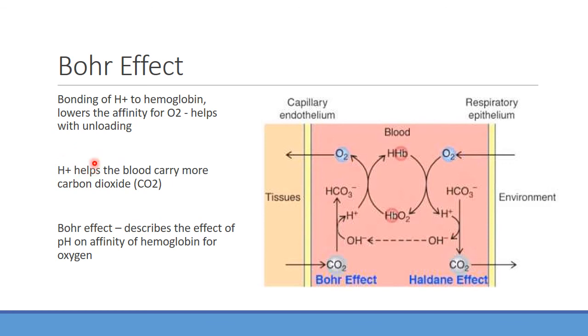The hydrogen ions are also going to help the blood carry more carbon dioxide. So in acidotic situations like the tissues, which are now generating excess acids, CO2 can be more likely to be picked up by the hemoglobin and transported over to the lungs where it can be expired. Basically, the Bohr effect describes the pH effect on the affinity of hemoglobin for oxygen, but CO2 is still going to play an important role depending on the hydrogen ion concentrations.